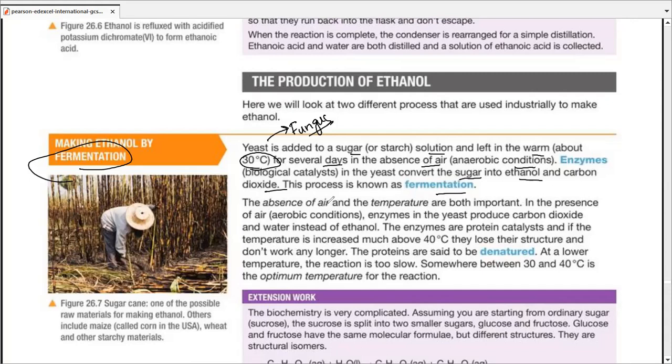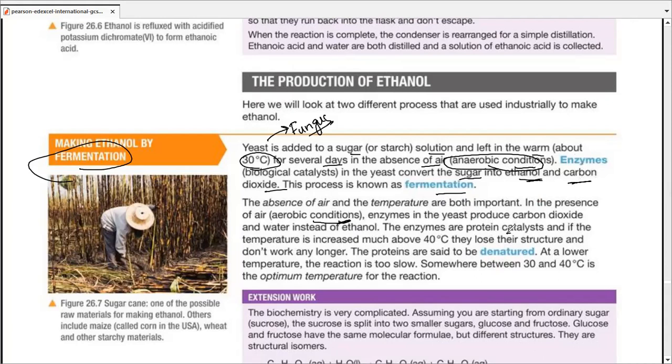The presence of air would turn the conditions aerobic, and instead of ethanol, carbon dioxide and water will be produced. So anaerobic conditions are maintained in order to produce ethanol. Enzymes in the yeast produce carbon dioxide and water instead of ethanol in aerobic conditions. However, in anaerobic conditions, ethanol and carbon dioxide are produced.